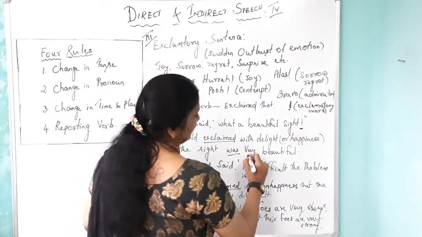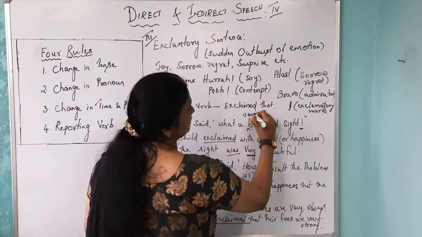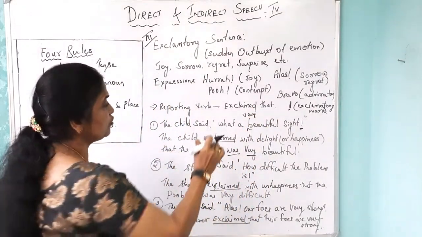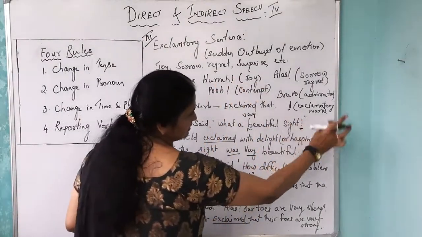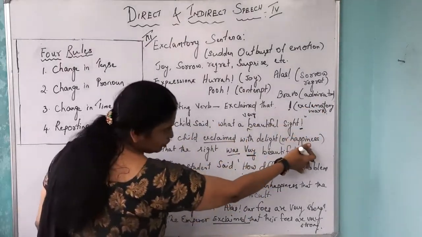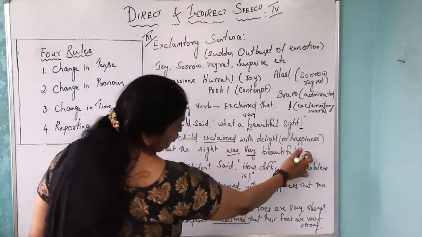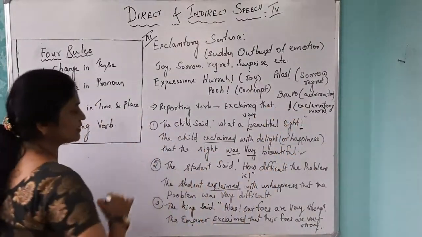You have to add "very." Beautiful, just add very. That means it's so beautiful. You are removing this "what" and the exclamation mark. You are saying the child exclaimed with happiness, or you can write, with delight, that the sight was very beautiful. Okay, now let's go to the second sentence.